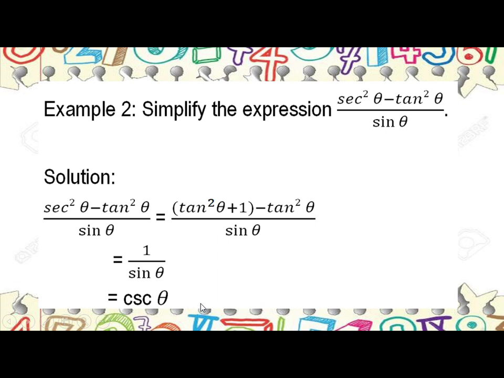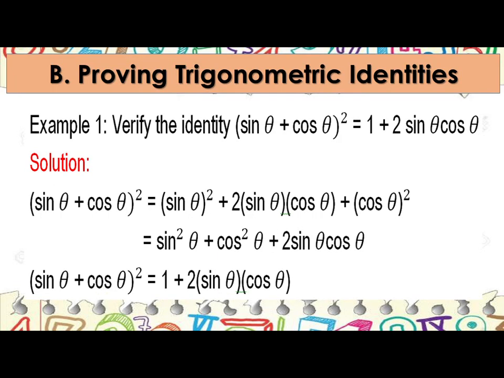So one of the keys po to answer this one is, of course, you have to familiarize, or you should memorize, as a practical way, the reciprocal identities, the quotient identities, the Pythagorean identities, or identities in general. So now let's proceed on proving po, how to prove trigonometric identities.